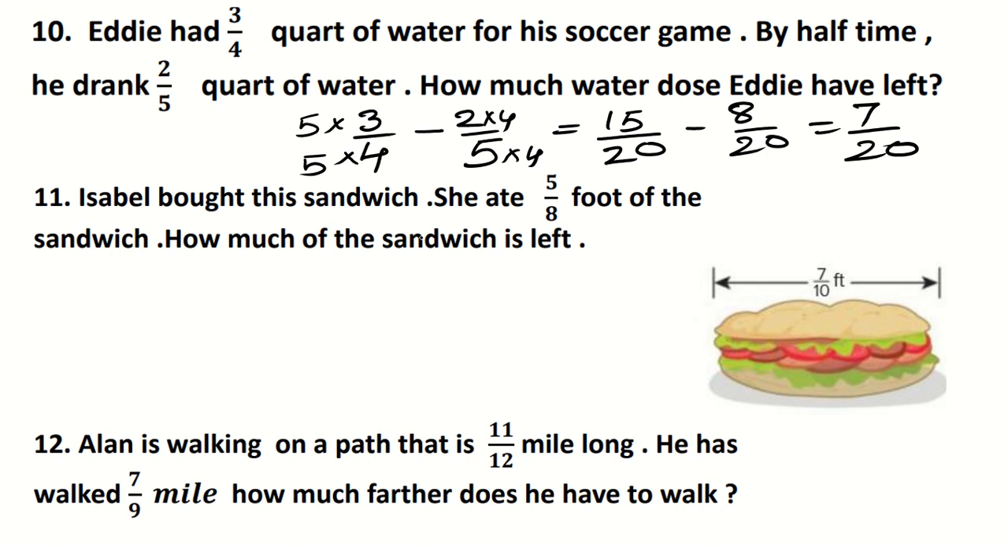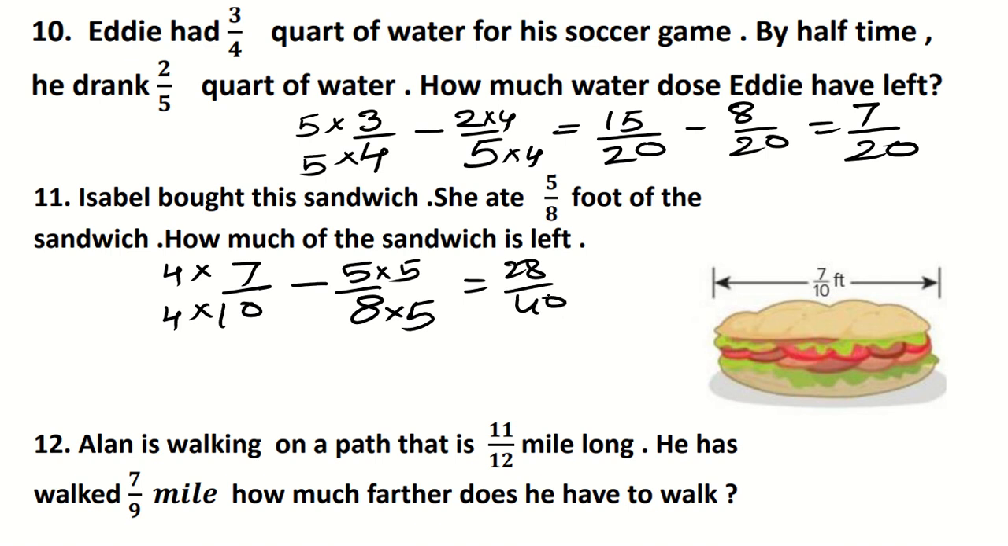Okay. Same here. Isabel bought this sandwich. She ate 5 over 8 foot of the sandwich. So total was 7 over 10 and then it was 5 over 8 she ate. So if you multiply by 4 to make it 40, multiply by 5 to make it 40, then it is 28 over 40 minus 25 over 40. So this is 28 minus 25, which means 3 over 40. And same for the one down there also. Just I am writing the expression. You can do it. Okay.